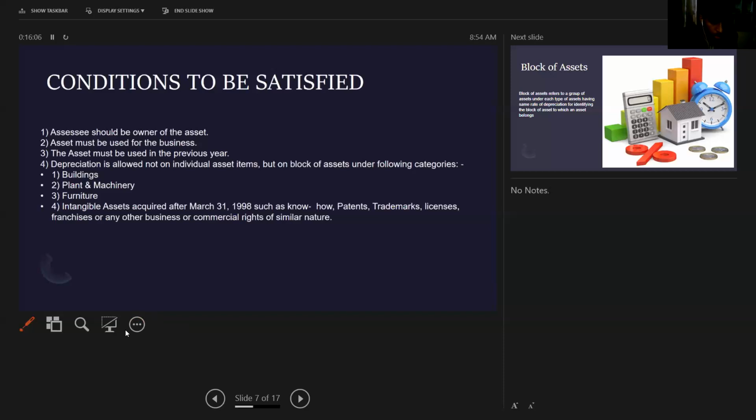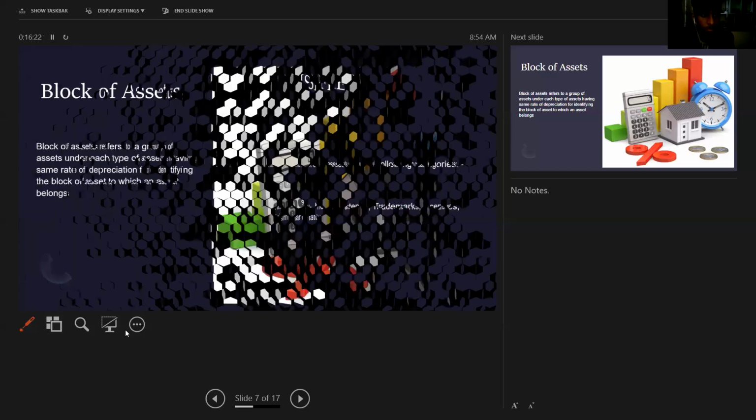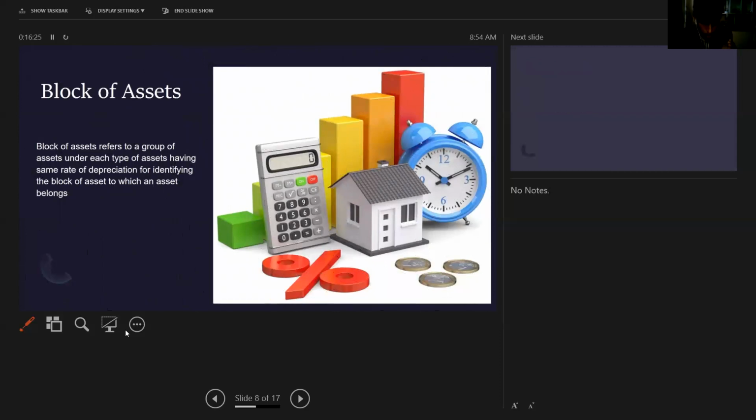Then next, depreciation is allowed not on individual asset items but on block of assets under the following categories: building, plant and machinery, furniture, and intangibles. You all know. So, what is this block of assets? Block of assets refers to the group of assets under each type of asset having the same rate of depreciation. In simple terms, for charging any depreciation, we categorize all the assets and bring the assets to a block of assets.